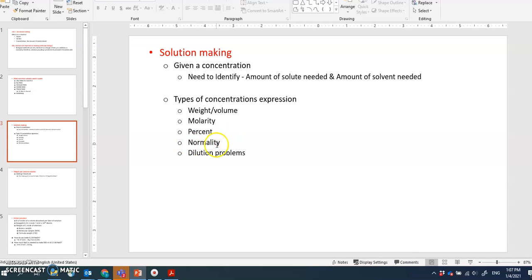And normality. Molar and normal are similar concepts, but normality is a unit you use when you describe molarity in terms of reactive acid or base. Okay, we'll talk about that. And the dilution problems. What if you have a concentrated stock solution and you need to make a dilution out of that? So how do you dilute it?